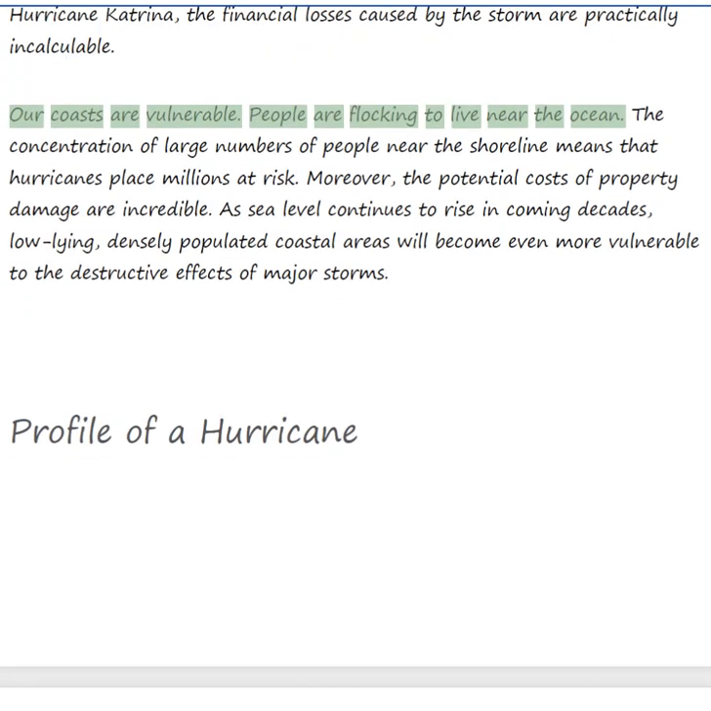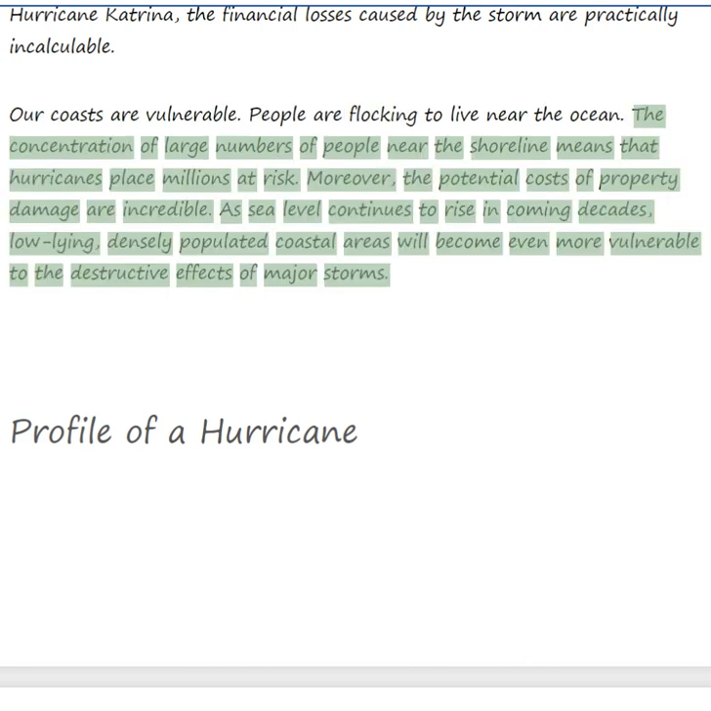Our coasts are vulnerable. People are flocking to live near the ocean. The concentration of large numbers of people near the shoreline means that hurricanes place millions at risk. Moreover, the potential costs of property damage are incredible. As sea level continues to rise in coming decades, low-lying, densely populated coastal areas will become even more vulnerable to the destructive effects of major storms.